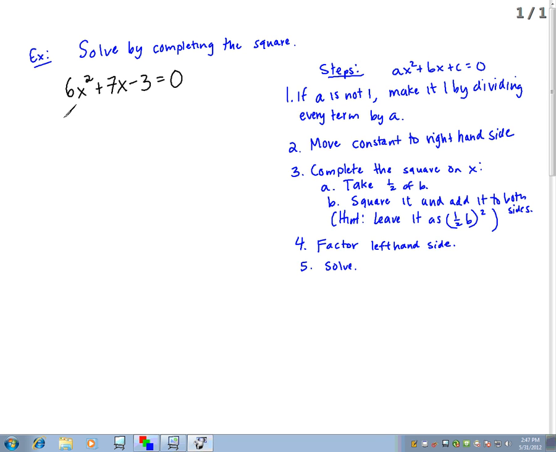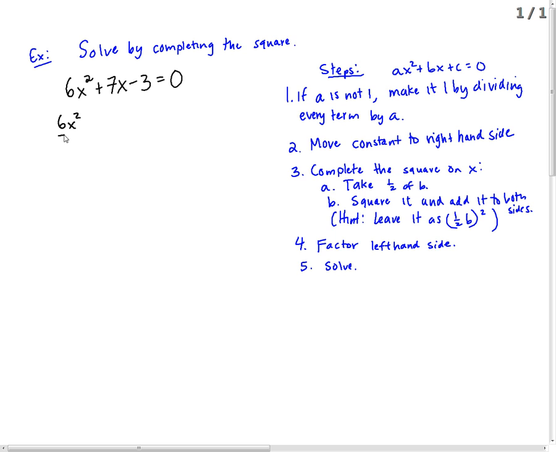So I divide every single term by 6. So I have 6x squared divided by 6. I have 7x and I divide by 6. I have minus 3 and I divide by 6. So I get x squared plus 7/6x minus 1/2 equals 0. Now I'm going to move the constant to the right-hand side. I get x squared plus 7/6x equals 1/2.